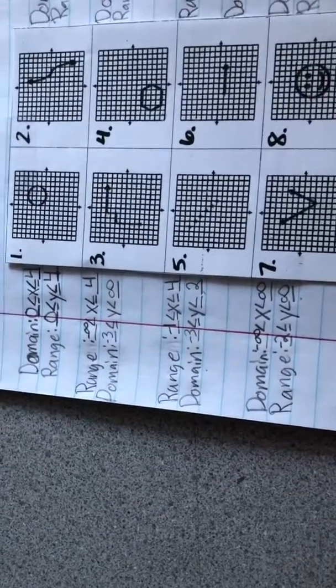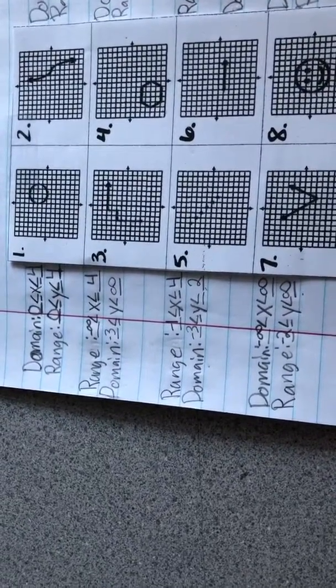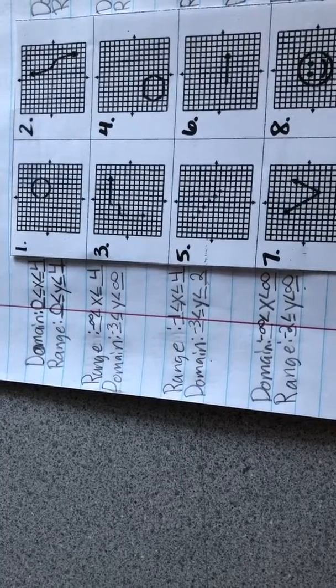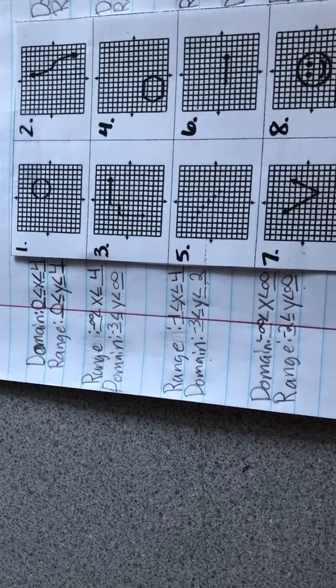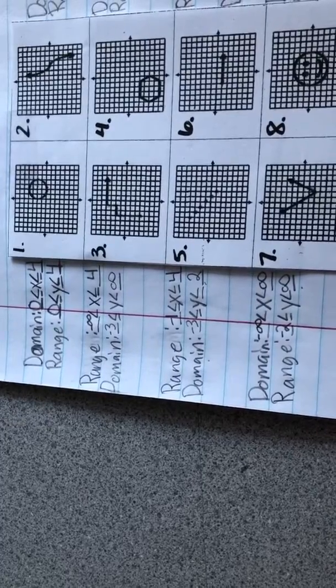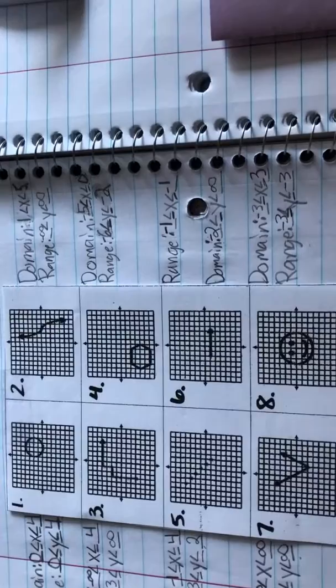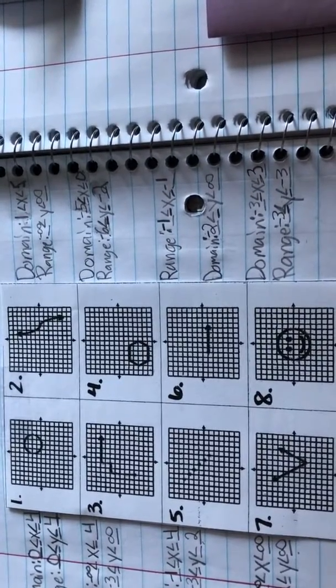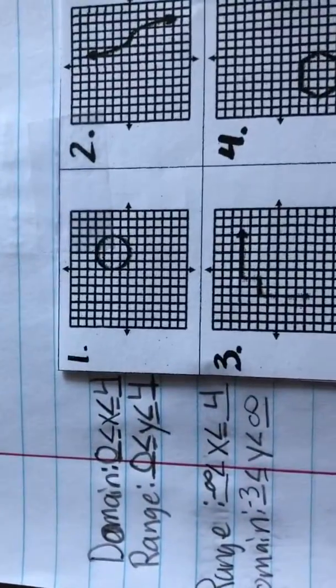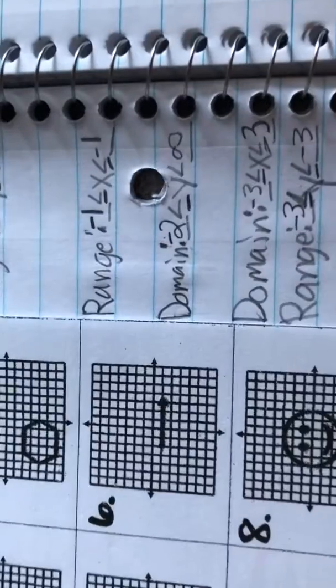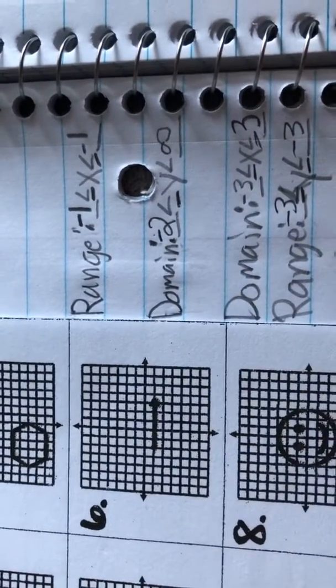Now you should already have these answers on your page, but if not, pause the video and try to copy a few of these. Remember, I am taking up and checking notebooks this Friday. So again, pause the video if you need it. But we're going to be zoning in on number 1 and number 6. So we're going to figure out why our domain and range is what we have down.